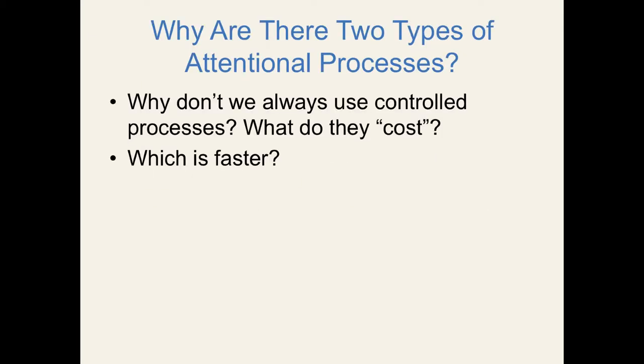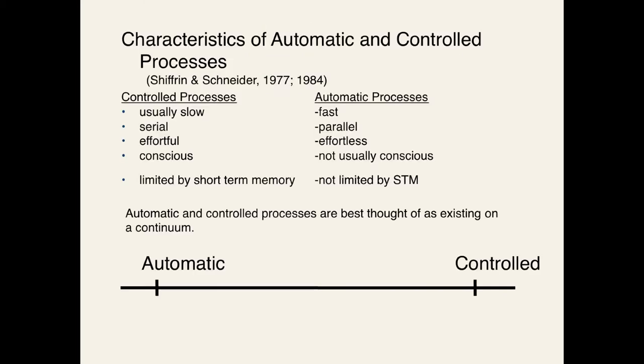Now, why don't we always use controlled processes? Think about what they cost, right? They are expensive in the sense of short-term memory, and that's the advantage of automatic processes. They don't have that limitation.